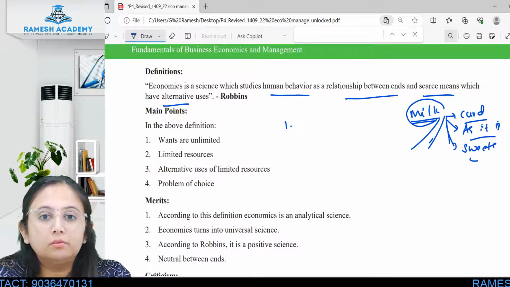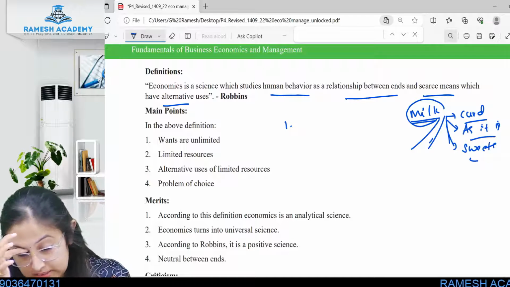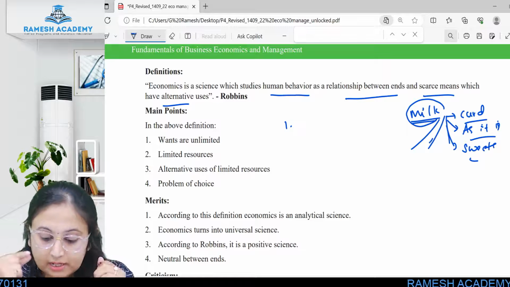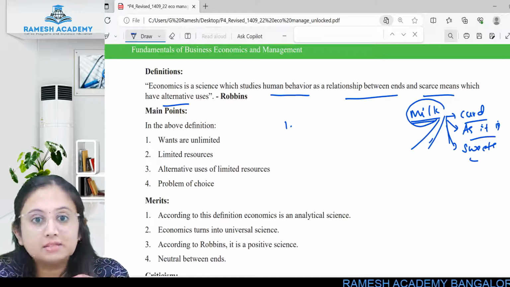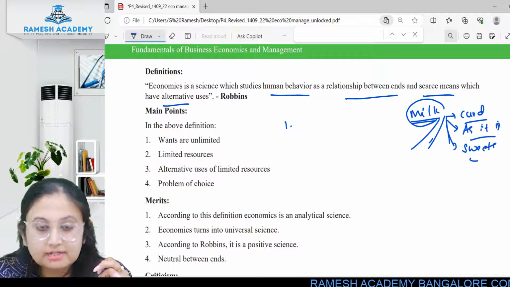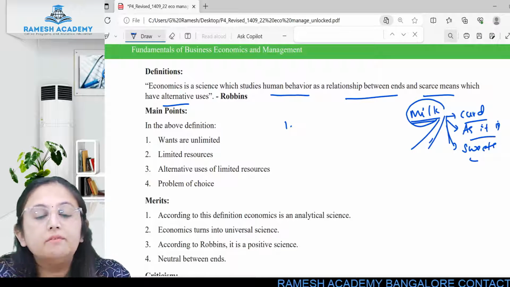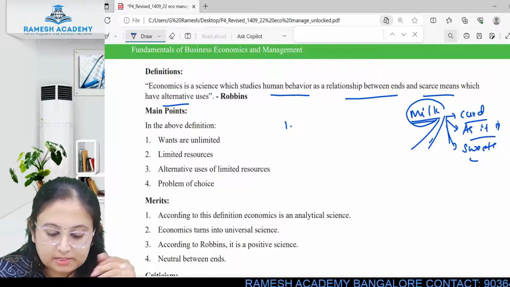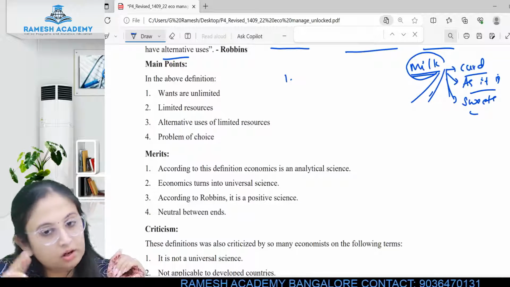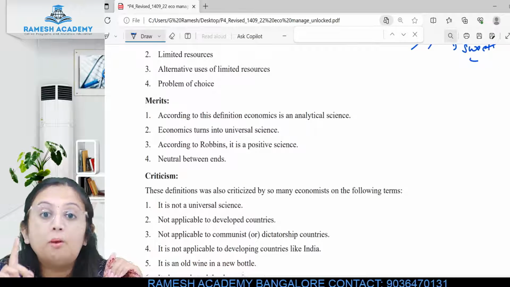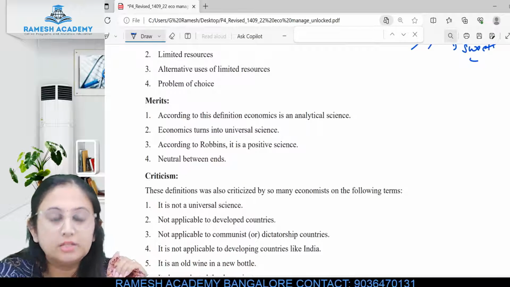This is what he told Robbins. So economics is a science. It's a science which studies human behavior in relationship between ends and scarce means which have alternative uses. So that means, he says, wants are unlimited, so resources are limited, alternative uses are there, and there is a problem of choice. This is what economics should teach us.